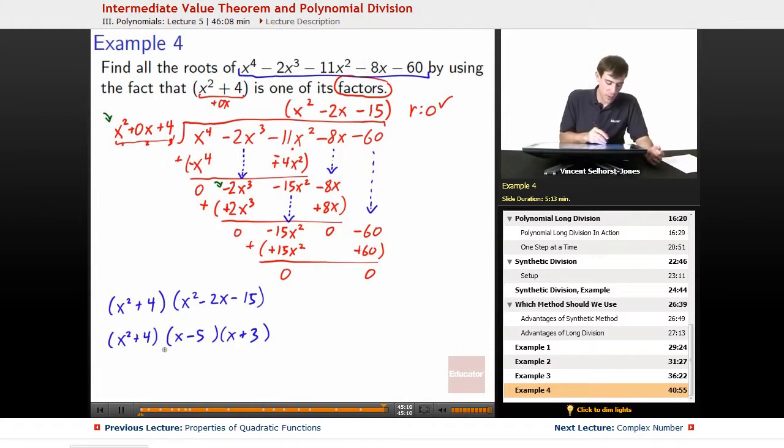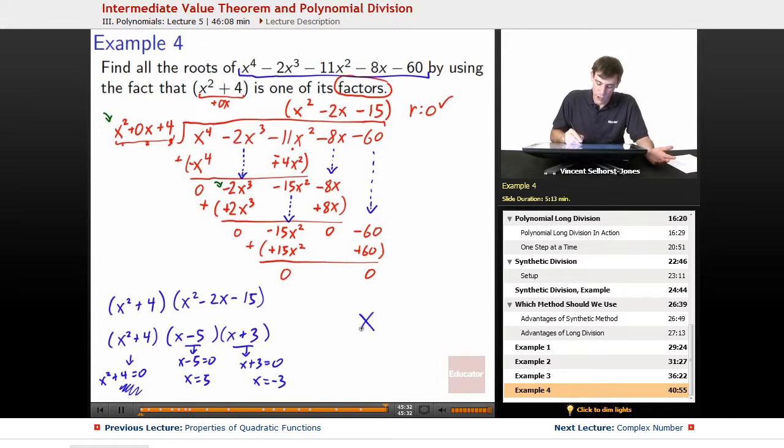Great. So at this point, we set everything to 0. X squared plus 4, that will provide no answers. So x squared plus 4 equals 0, so nothing there. There's no answers there. X minus 5 equals 0. That gets us x equals 5. X plus 3 equals 0. This gives us all the roots. X equals negative 3. So our answers, all of the roots for this are x equals negative 3 and 5.